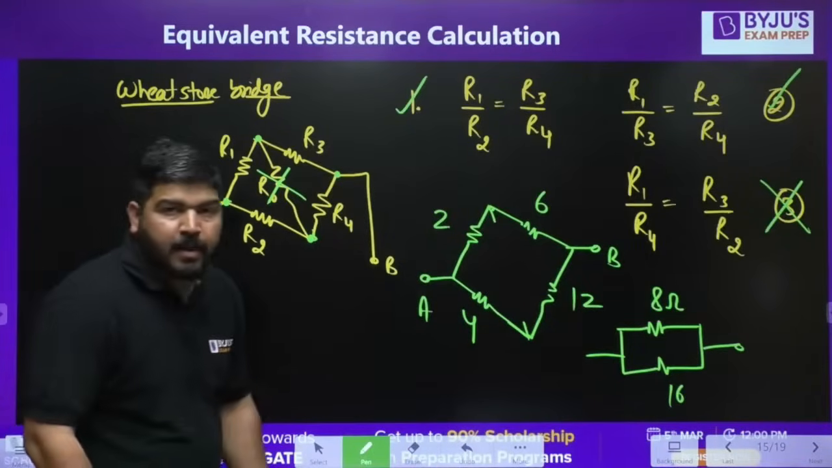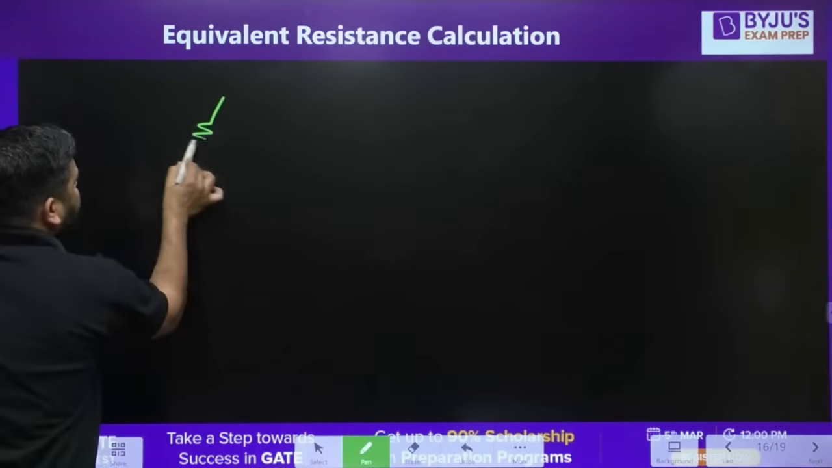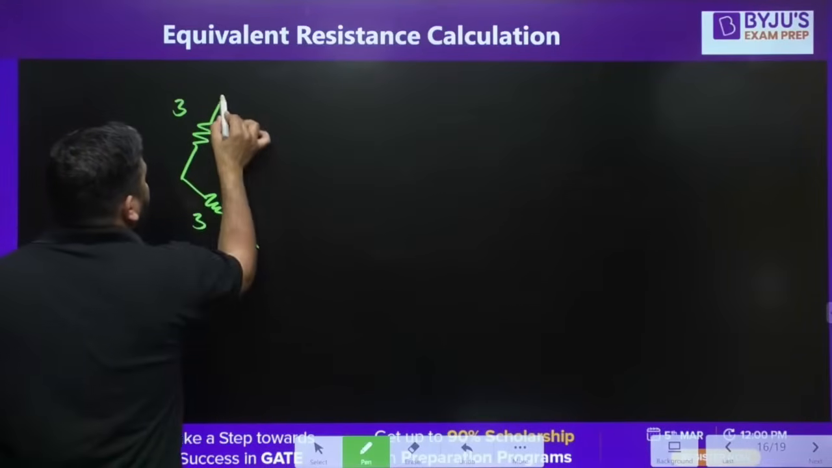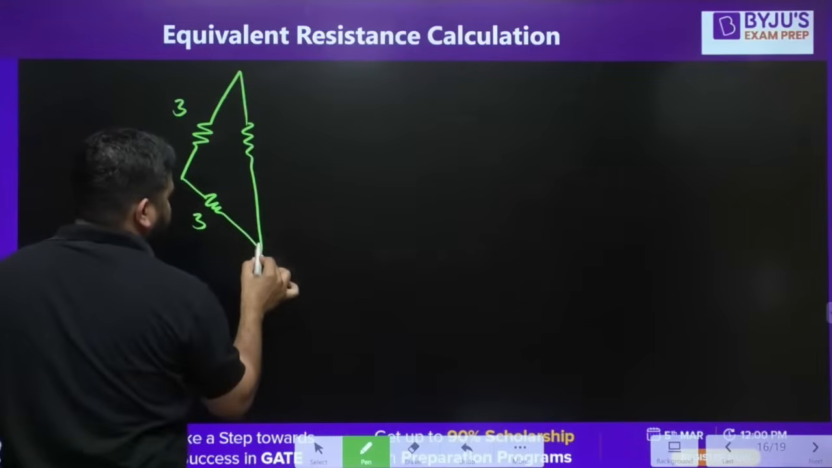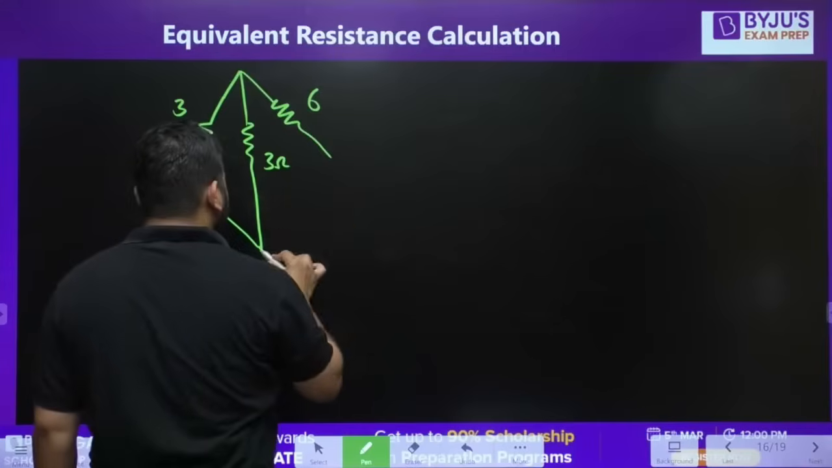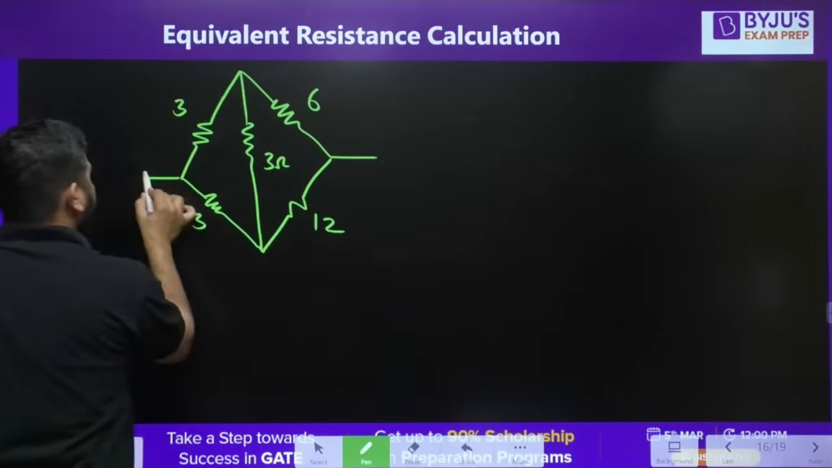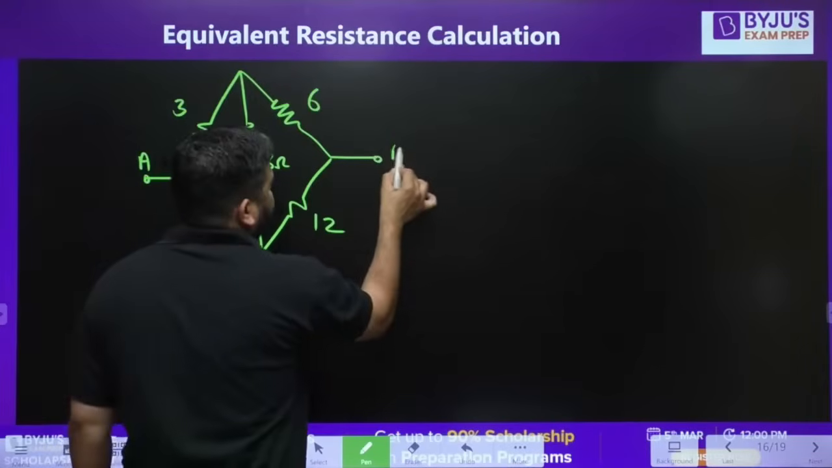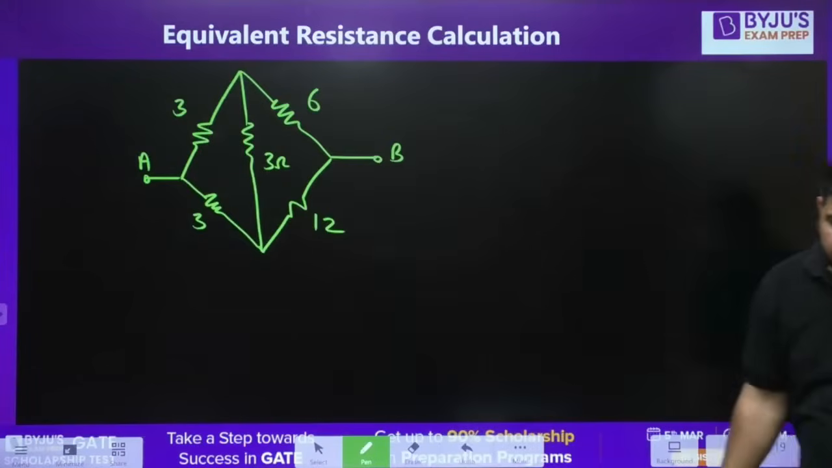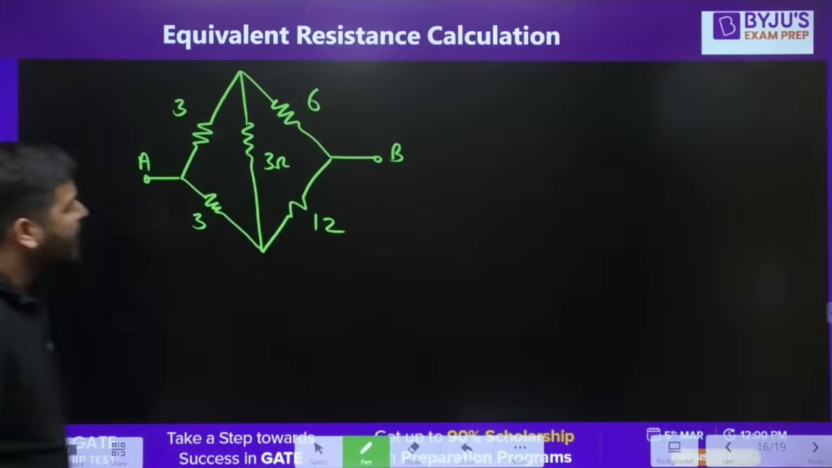Now let's move ahead. Sometimes it is possible that the bridge is not balanced. Let's say the circuit is like this: 3 ohm, 3 ohm, and there is one more 3 ohm. This is 6 ohm, this is 12 ohm. This point is A, this point is B. Now tell me, guys, is it a balanced bridge?